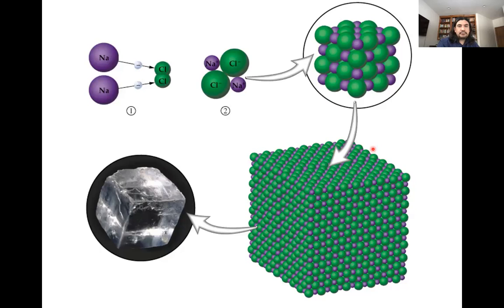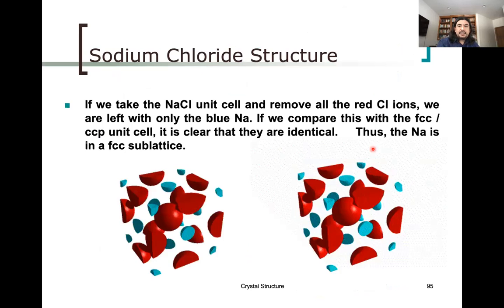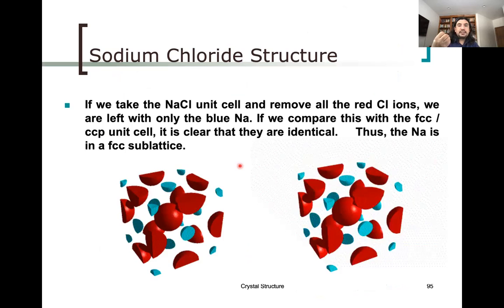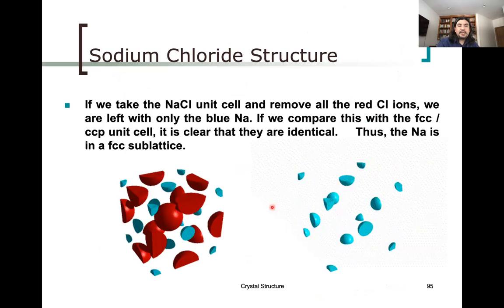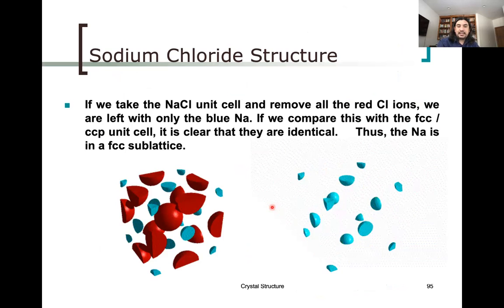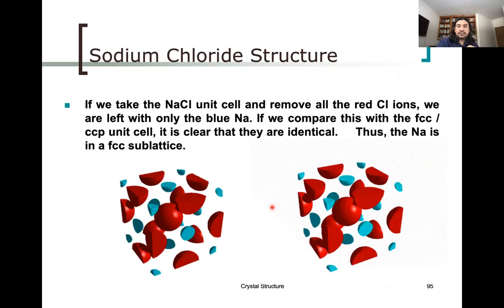Here's a sodium chloride crystal. You probably had some in your lunch today. And then the structure, if you remove all of the red chlorine ions, you're left only with the blue ones, and those form the FCC unit cell. So the sodium is also in an FCC sublattice. So that's the crystal structure of sodium chloride.